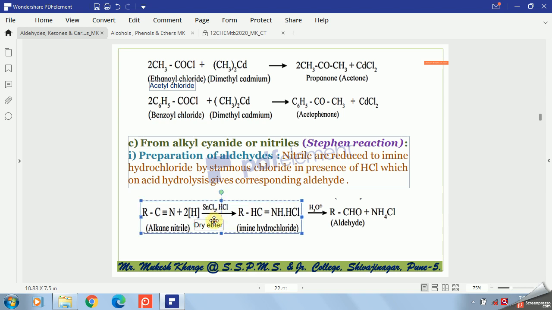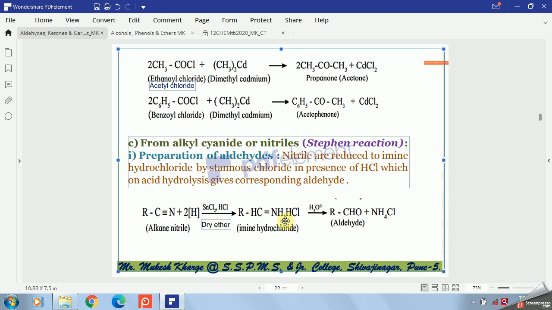So first your cyanide or nitrile reacts with the reducing agent stannous chloride. So SnCl2 reacts with HCl, it gives SnCl4 plus hydrogen. So that hydrogen is used for reduction, and that reacts with your cyanide or nitrile. So first convert the triple bond into a double bond. So add the hydrogen to the carbon-nitrogen triple bond. One hydrogen is added to the first carbon and another hydrogen is added to nitrogen. So CH double bond NH, HCl.